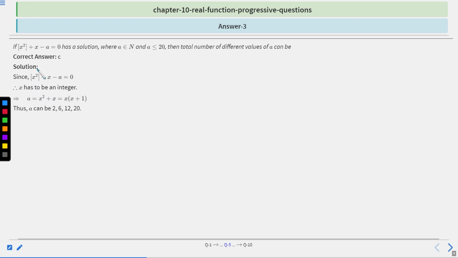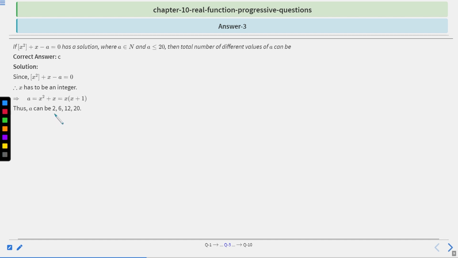a is basically x square plus x. x is an integer, so x square is also an integer. So the integral part of x square is x square itself. So a is x square plus x, which is, when we take x common, x into (x plus 1). Thus a can be the product of two consecutive natural numbers, right?